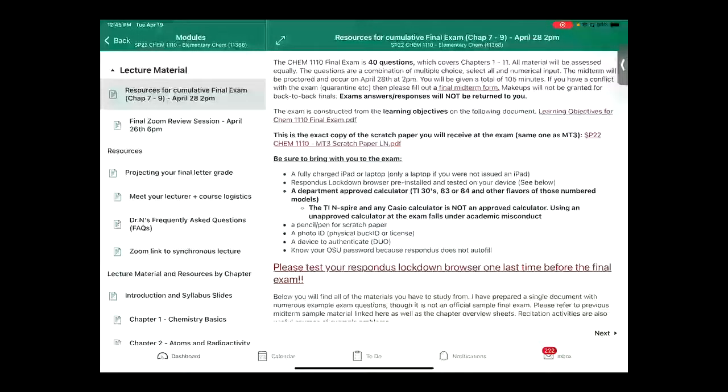So if you do have a conflict with the final exam time, which is Thursday at 2 p.m., probably in this room, I'm assuming it's in this room, it's a different form, all right? Different from the midterm makeup. So this one has its own dedicated form, just so you know. I have the learning objectives from all of the chapters. So this final is cumulative, chapters 1 through 11.